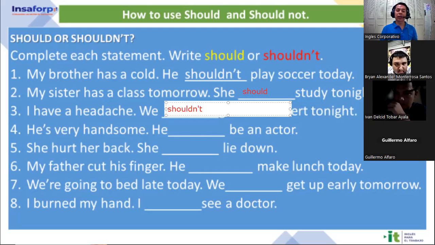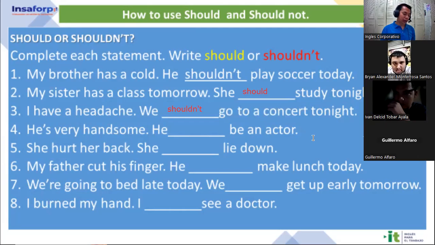We shouldn't. ¿Qué es lo que dice, teacher? Me tampoco. Go. We shouldn't go to a concert tonight. Excelente. Okay, let's go to the next one, please. Erika.